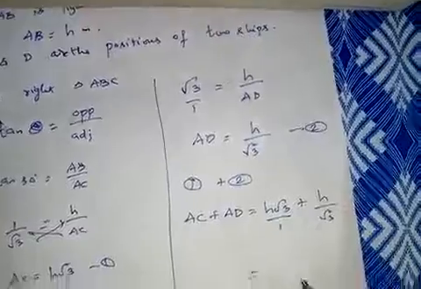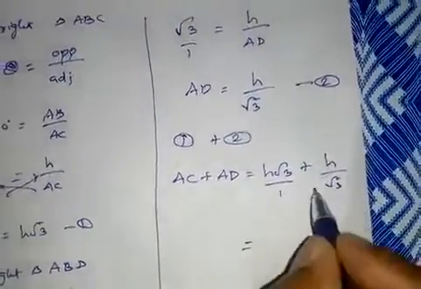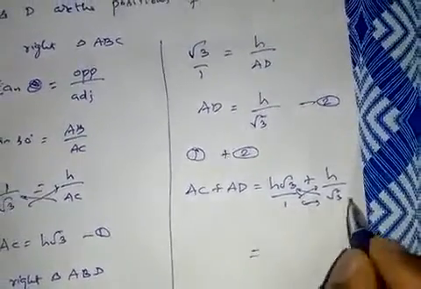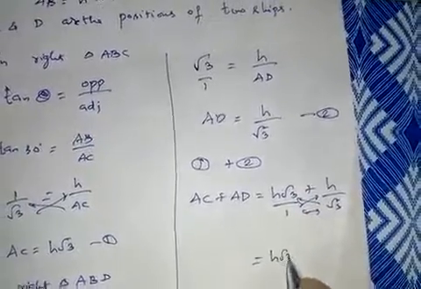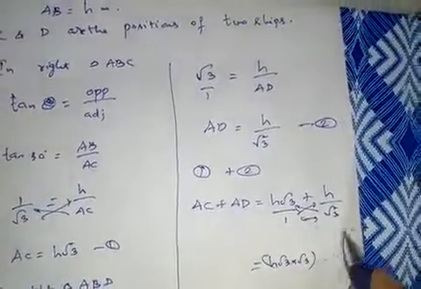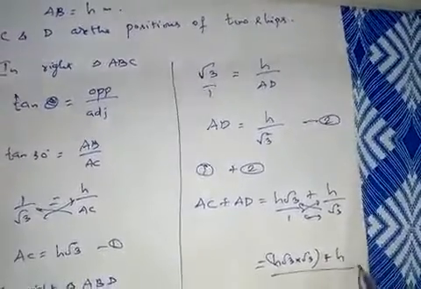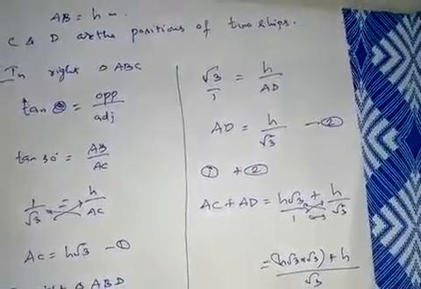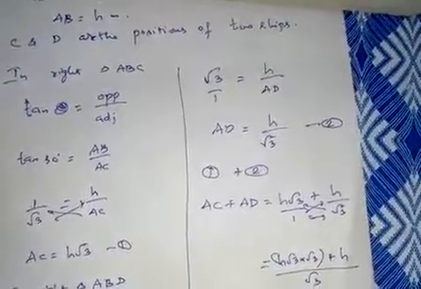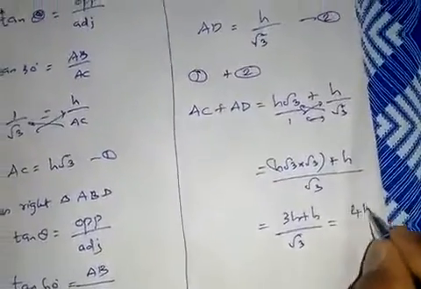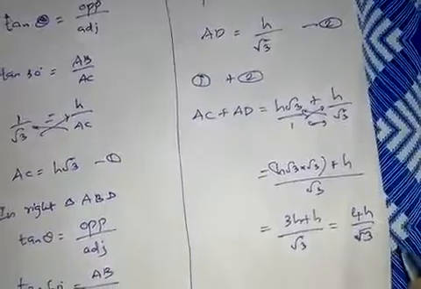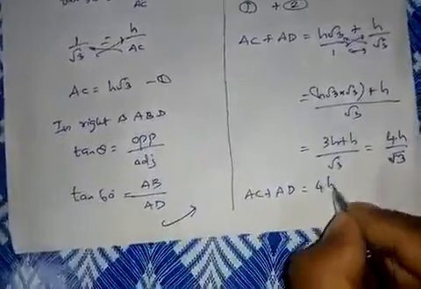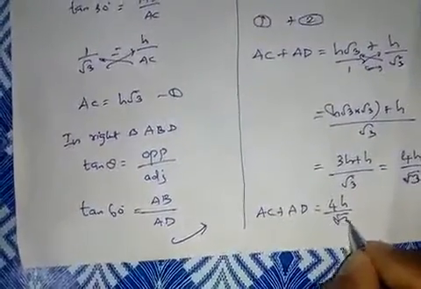Here I am going to use the shortcut cross multiplication LCM method. So h root 3 into root 3, plus 1 into h, divided by 1 into root 3. Here h root 3 into root 3 will become 3h. So 3h plus h divided by root 3. 3h plus h is equal to how much? 4h by root 3. So we proved it. Therefore AC plus AD is equal to 4h divided by root 3. Hence proved.